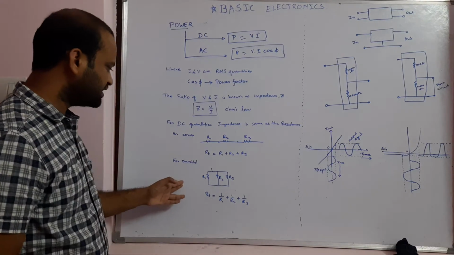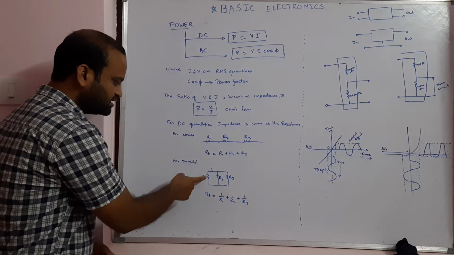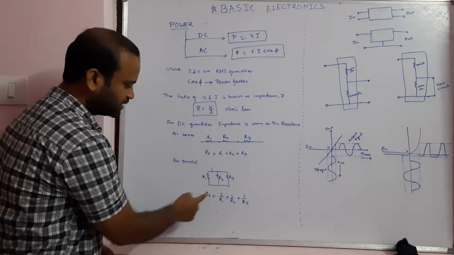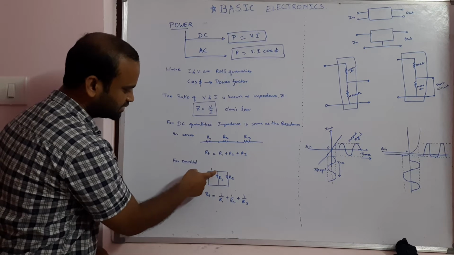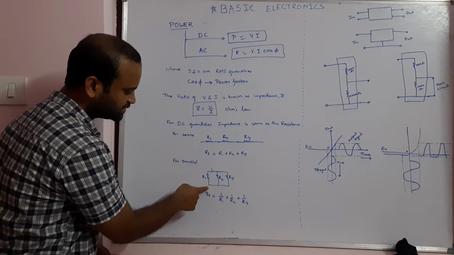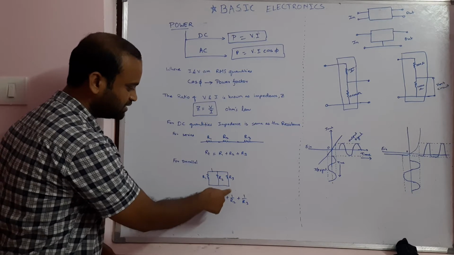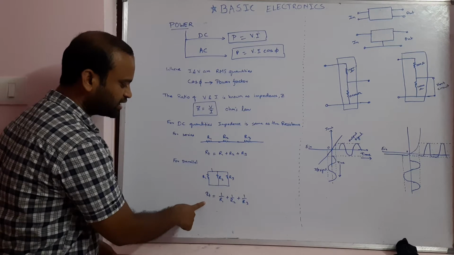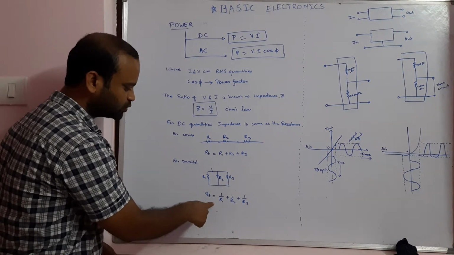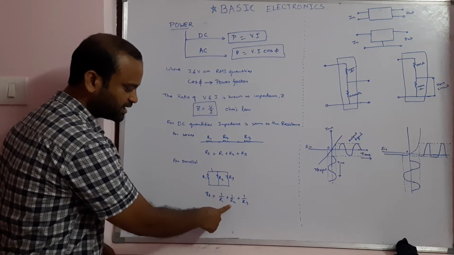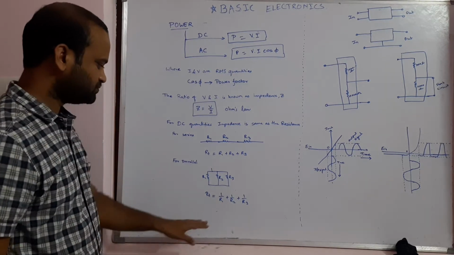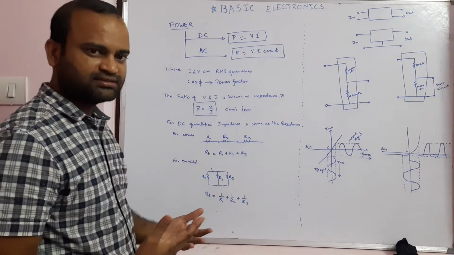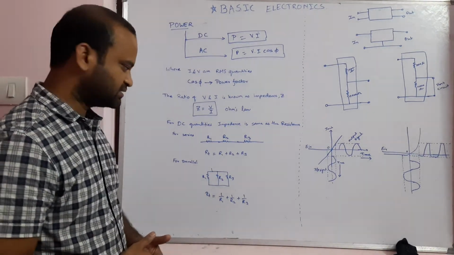And when the connection is in parallel, that is the terminals of each resistance are connected across each other, that is R1, one terminal is connected to the other, and the other terminal is connected to the same terminal of the other resistor, and similarly to the third resistor, then the total resistance is given by 1 by RT is equal to 1 by R1 plus 1 by R2 plus 1 by R3. So this is how the impedance in DC is also known as resistance.